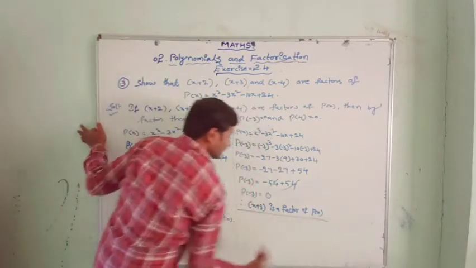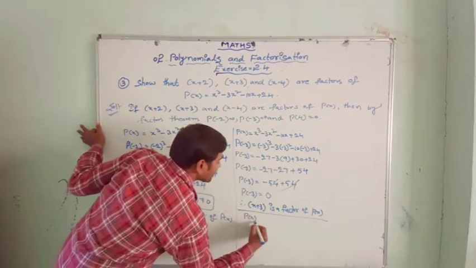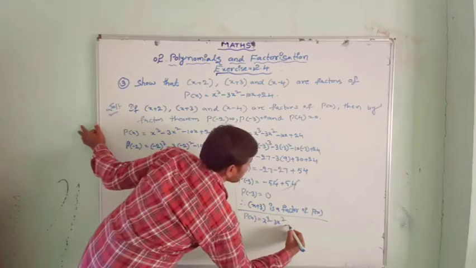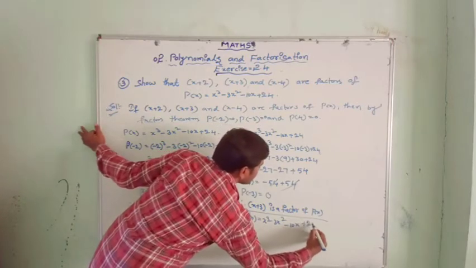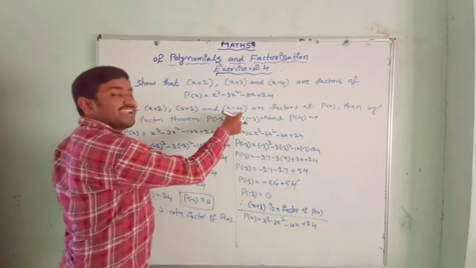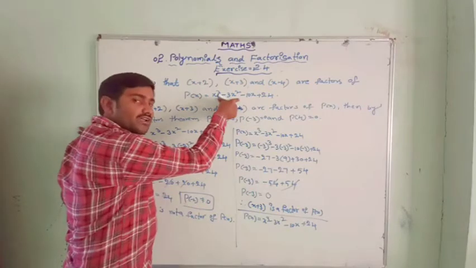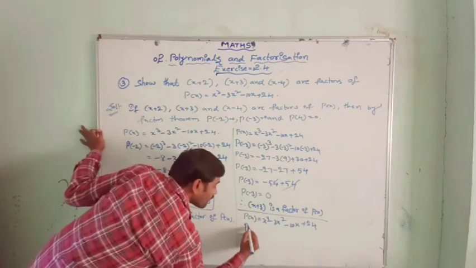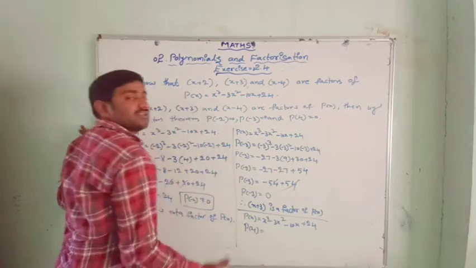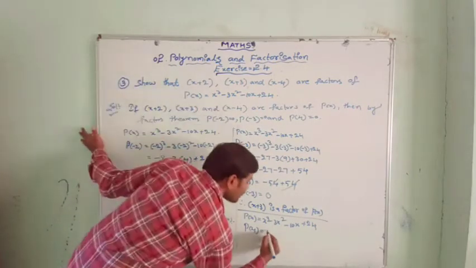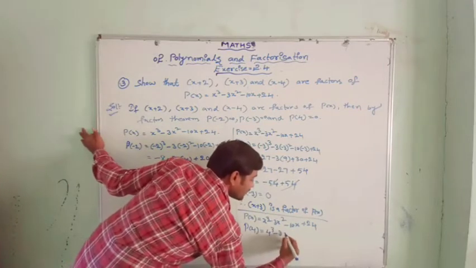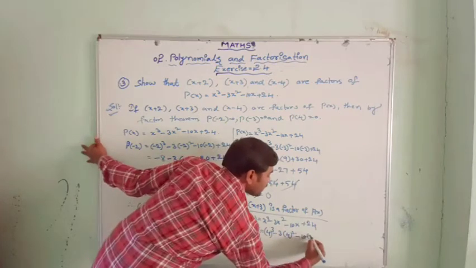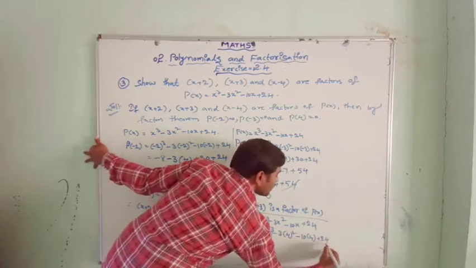Let us check that the given polynomial p of x equal to x cube minus 3x square minus 10x plus 24. So to check this x minus 4 is a factor of this polynomial or not, then we must get that p of 4 equal to 0. Then p of 4, we will substitute here in the place of x, we replace the 4. Here 4 cube minus 3 into 4 square minus 10 into 4 plus 24.